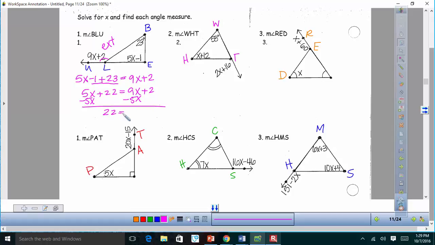That gives me 22 equals 4x plus 2. Then I want to subtract 2 from both sides. That means 4x equals 20. So what does x equal? 5. And if x equals 5, they asked me to find the exterior angle. How would I find the exterior angle? Plug it back in. So this would be 9 times 5 plus 2. 9 times 5 is 45, plus 2 is 47 degrees. Very good.